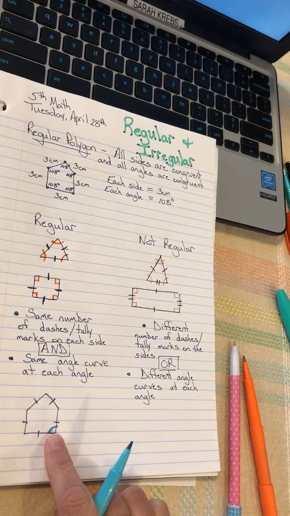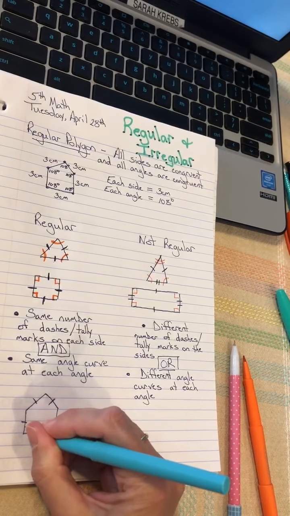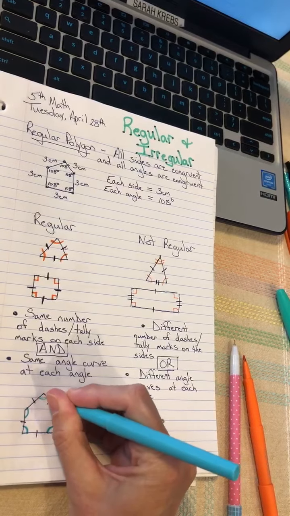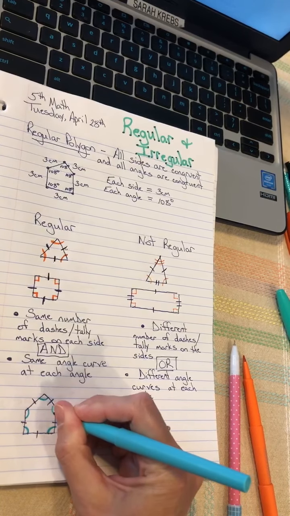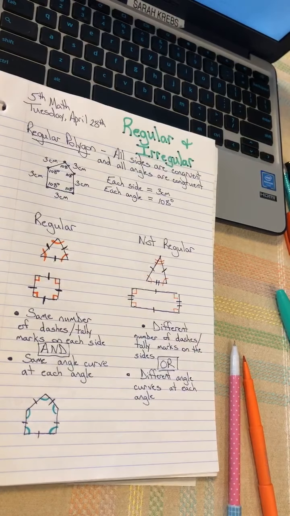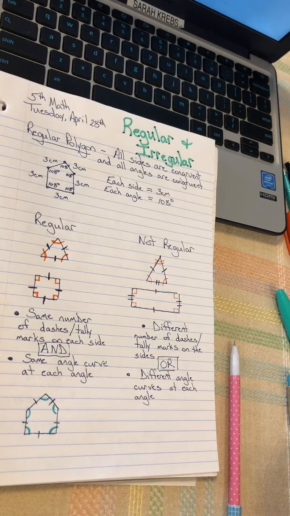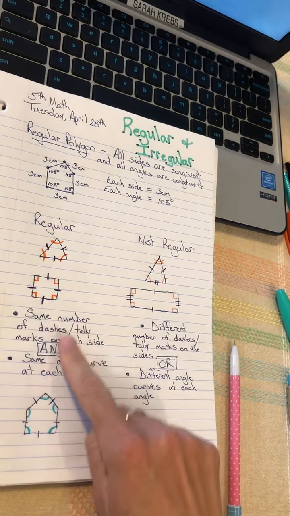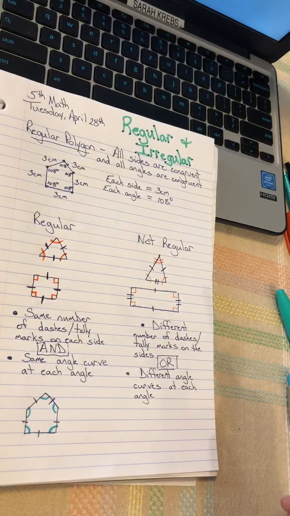If I do just one line, and then I do the same arch to each corner, that tells you that all 5 angles have the same measurement, and that is a regular polygon. All right, so both of these things have to be true for it to be a regular polygon.